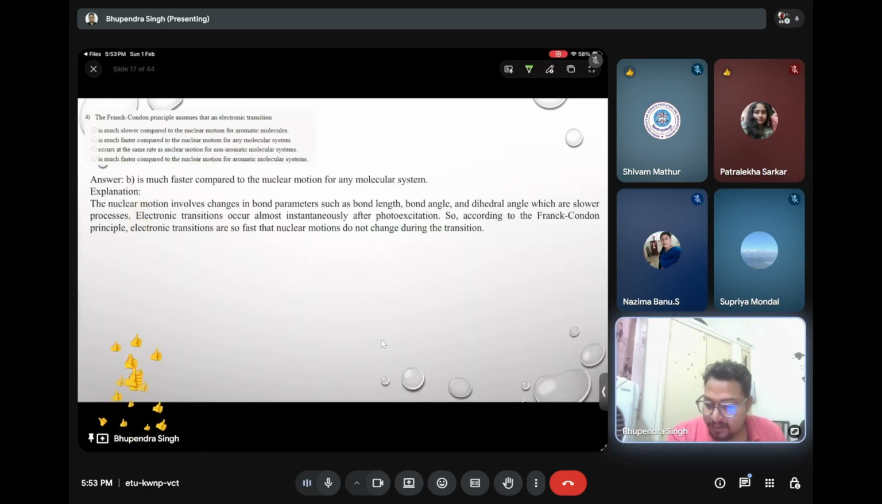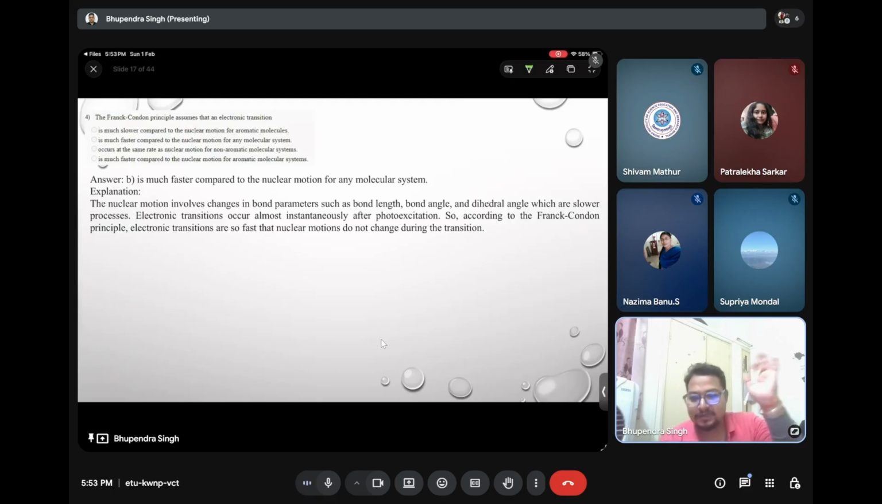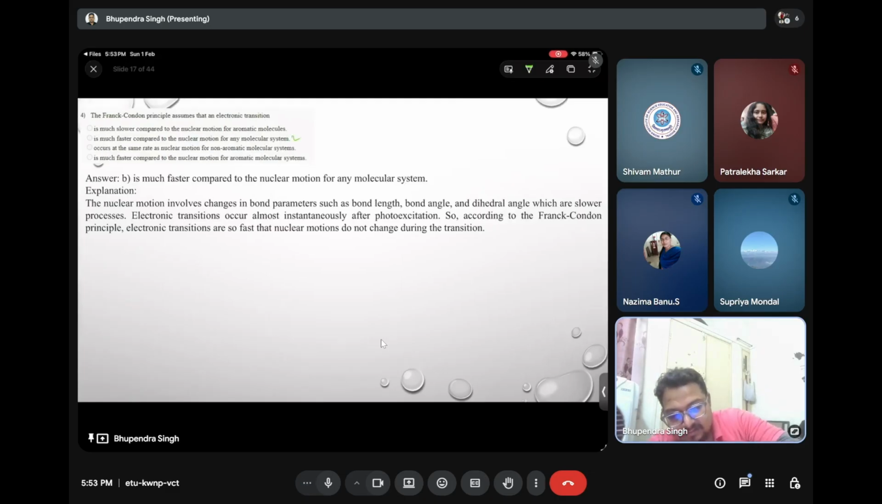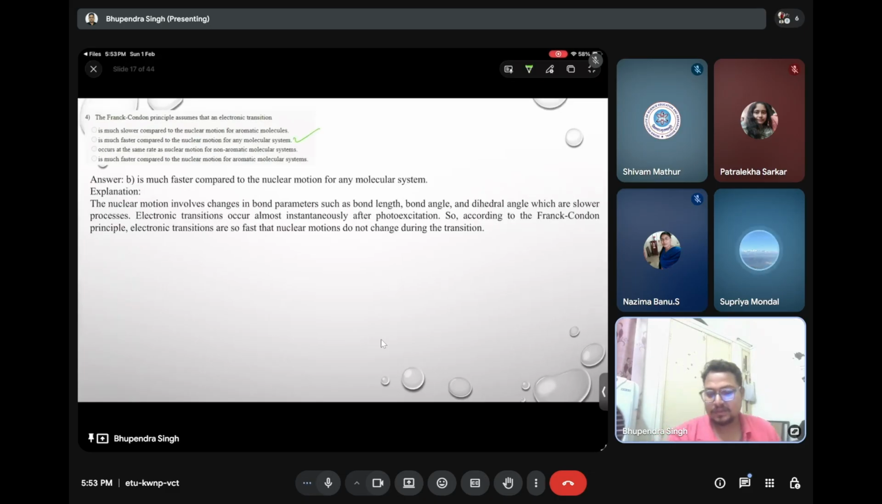Okay. The Franck-Condon principle assumes that the electronic transition is much faster compared to the nuclear motion for any molecular system. This question we have discussed a lot, right? Okay. So no need to explain here.